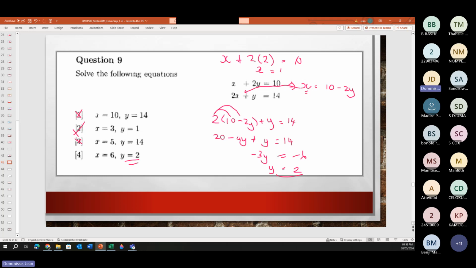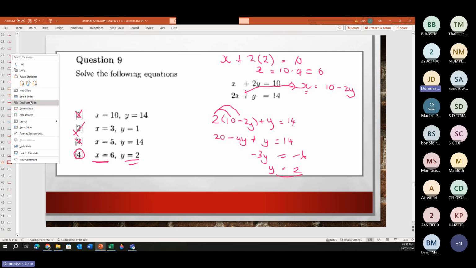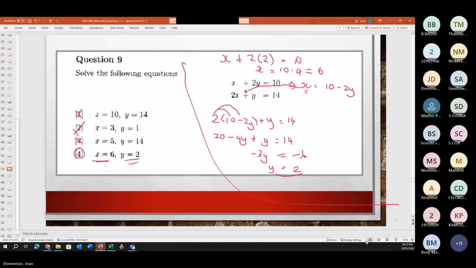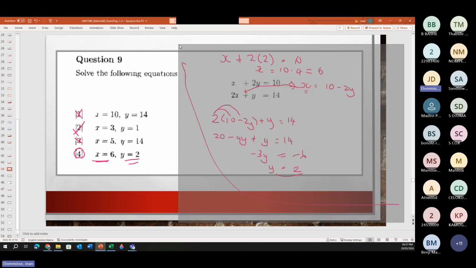So x is equal to 10 minus 4, which is equal to 6. X is equal to 6. And so that is one way we could have done it. Let me duplicate the slide and just show another way we could have done it.